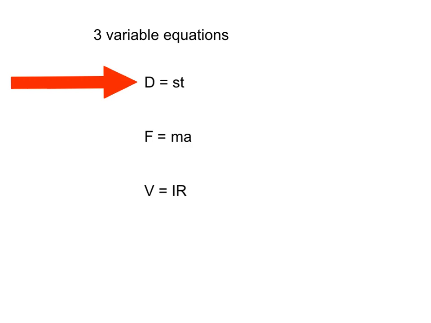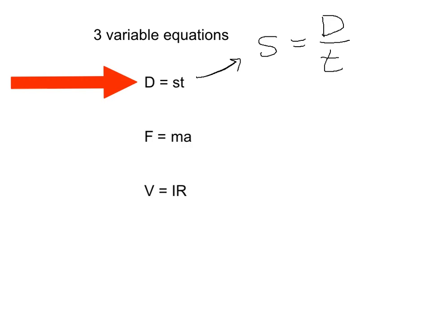So what we do in that case is, if we want to find the speed, we're going to do a little algebra, divide both sides by t, and we'll get s is equal to d over t. So if we know the distance and time and want to get the speed, we take the distance and divide it by the time.